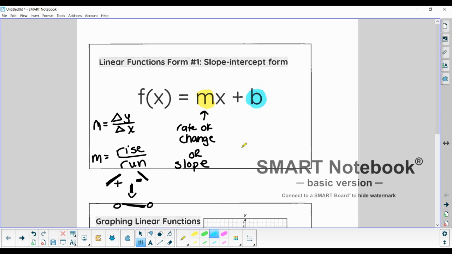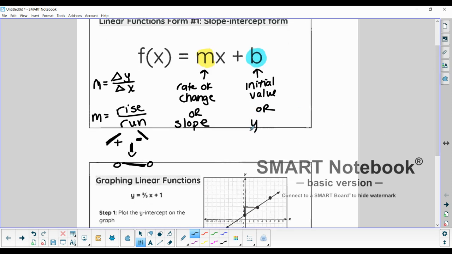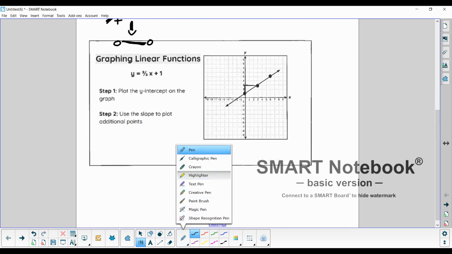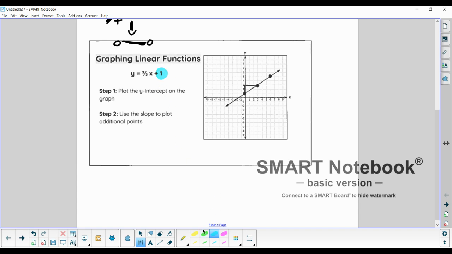The parameter b means initial value in general. So it's always the initial value of the function. Or again, when you're talking about a graph, it's going to be the y-intercept. So every linear function written in slope-intercept form will always have the point (0, b), whatever b is. To graph linear functions, first you'll plot the y-intercept on the graph. In this case, 1 is the y-intercept. So you'll notice (0, 1) is the first point that's plotted on this graph.